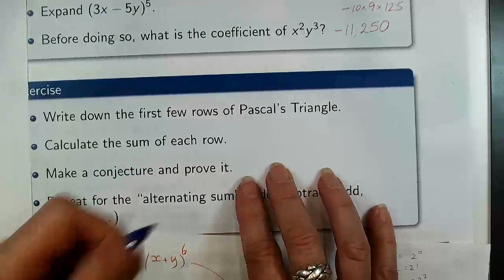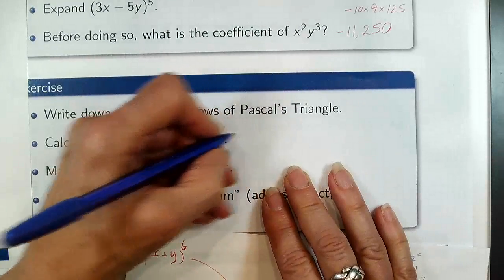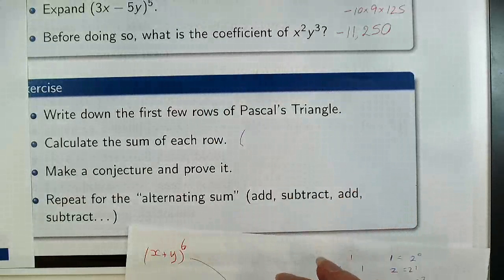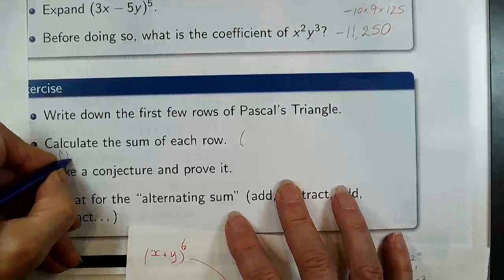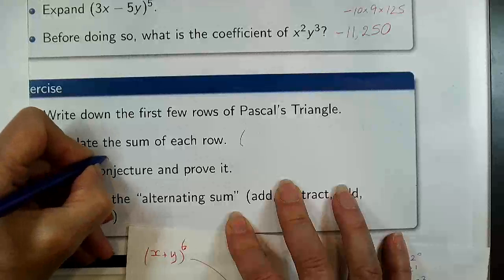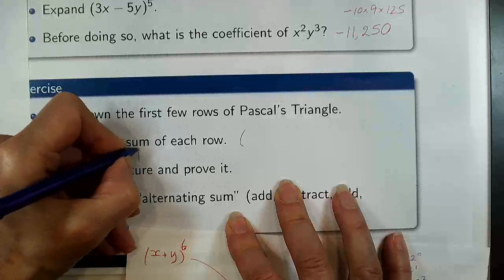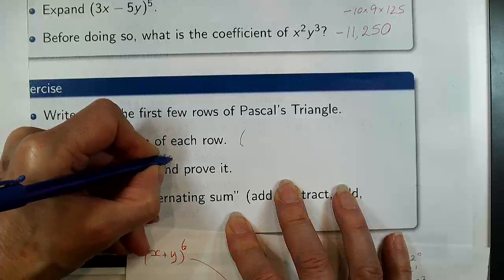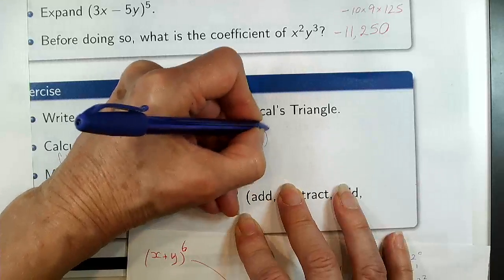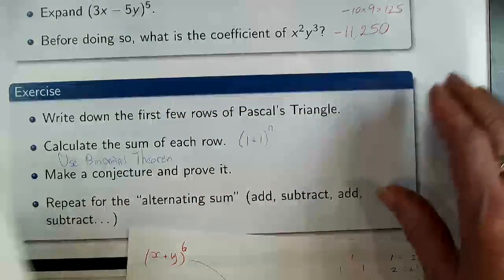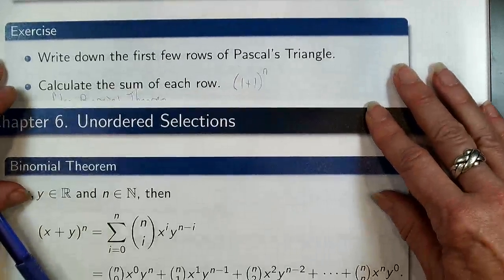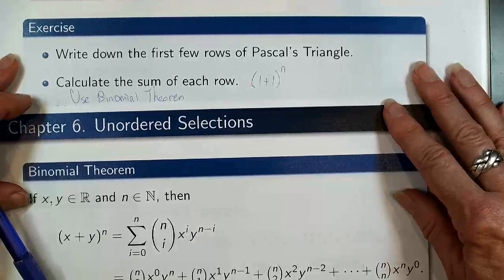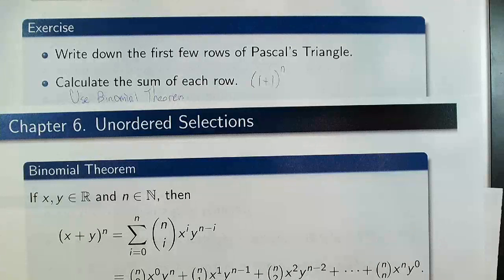Okay, here it is. I think I can fit it in here. I'm going to use the binomial theorem, and I'm going to expand (1 plus 1) to the n. I'm using the binomial theorem with x equals y equals 1. I can do that, can't I? I can replace x and y with 1, can I? Yes. Of course I can, yes.